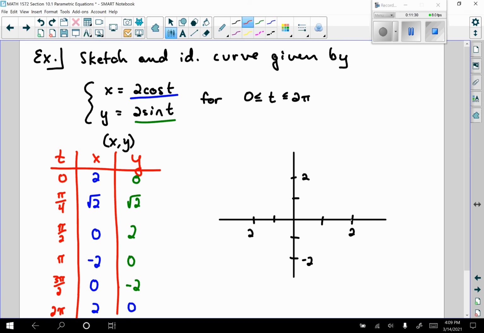All right, so it looks like we've got 2, 0. We don't really have to be too picky about the radical 2 over 2. Let's next go to 0, 2. We have negative 2, 0, 0, negative 2. So it looks like we're going to have a circle. Let me draw this out a little more consistent here. So it looks like we have a circle with radius 2.